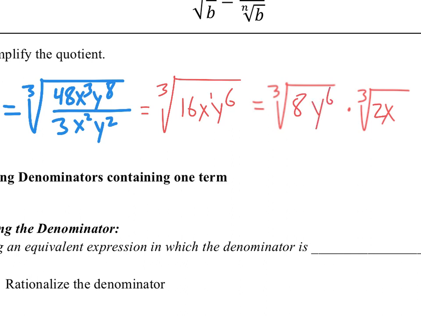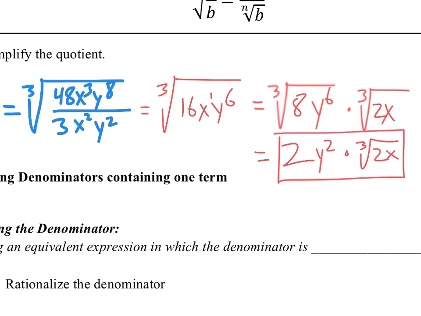But y to the 6, since the exponent is a multiple of the index, can be simplified. We'll do 6 divided by 3. This is y squared to the third power. So we have 6 divided by 3. First of all, the cube root of 8 is 2, and 6 divided by 3 is 2. There we have it.